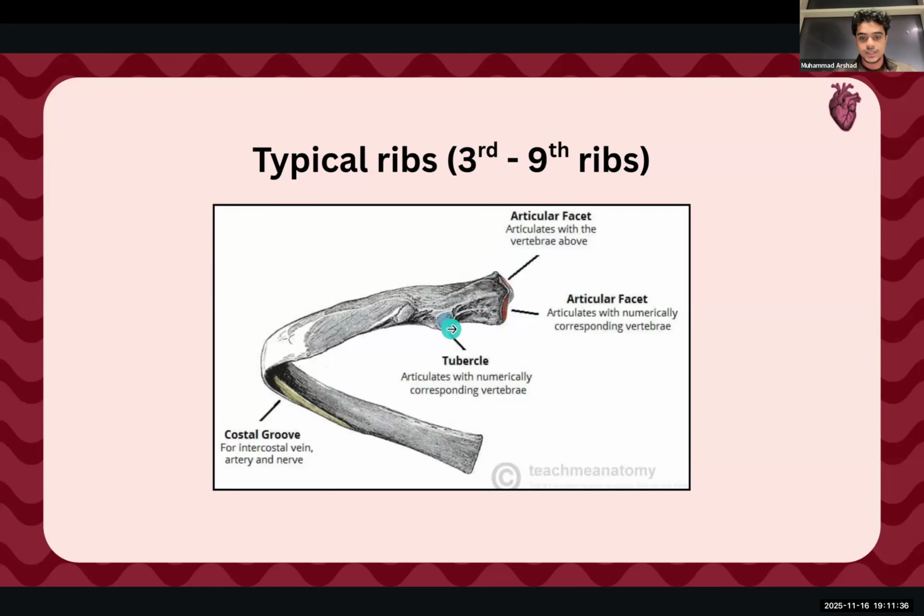Then you have the tubercle, which again is just going to be articulating with the vertebrae, and it's going to articulate with the numerically corresponding vertebra. Then moving over a little bit, we have the costal groove, okay? The costal groove is inferior and on the internal surface, and it's important because it contains space for the intercostal vein, artery, and nerve.